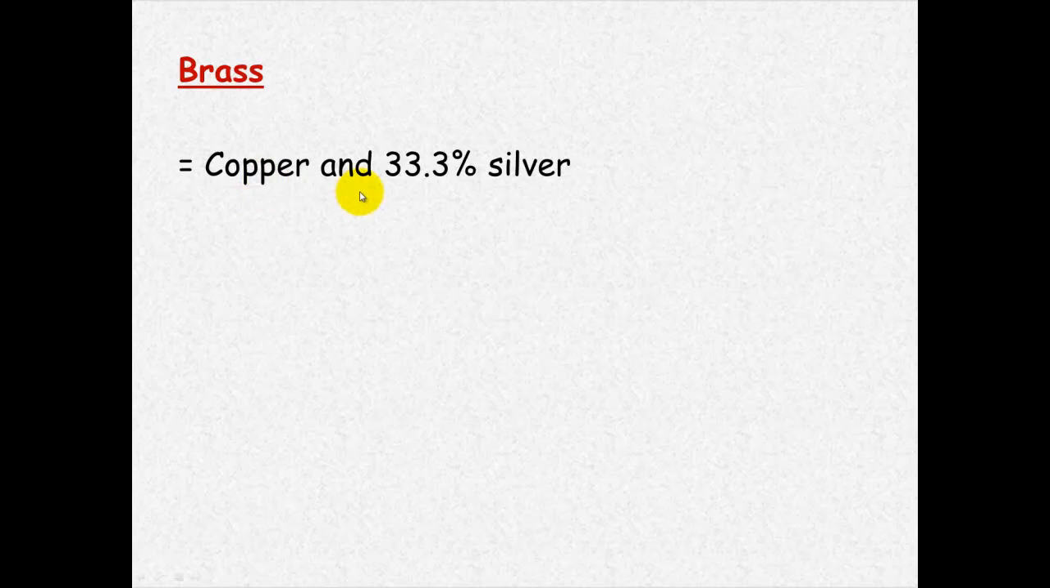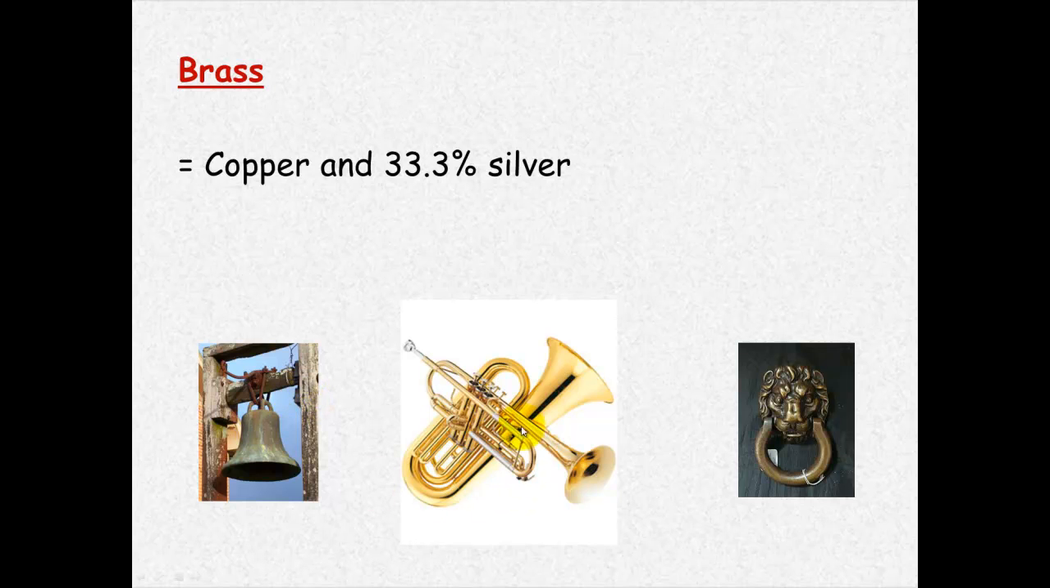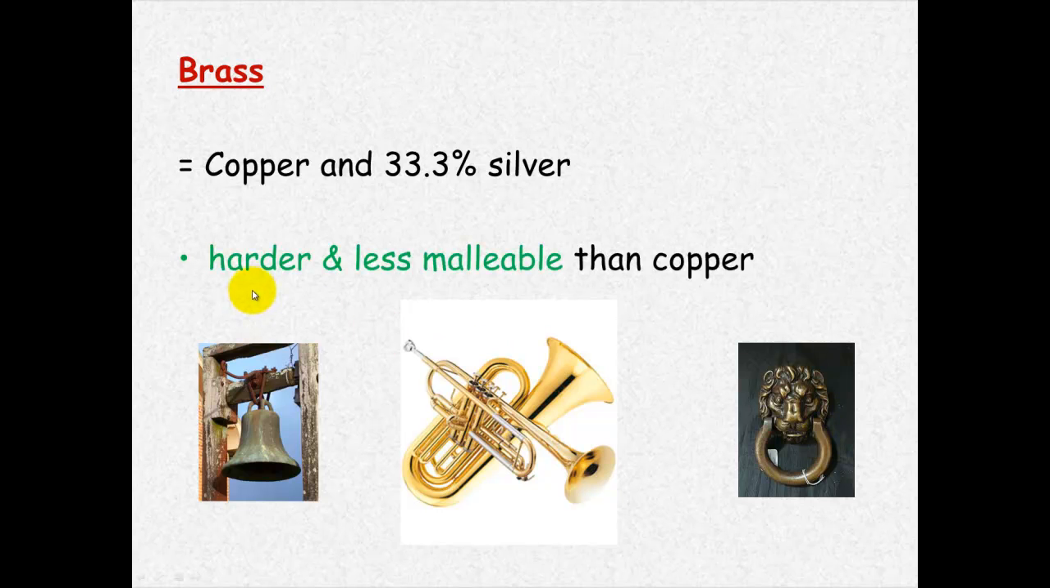Brass is a typical substitutional alloy made up of copper plus 33.3% silver. When you think of brass, you think of things like bells, instruments, and those old-fashioned door knockers. Brass makes copper harder and less malleable, which suits it for these different purposes.